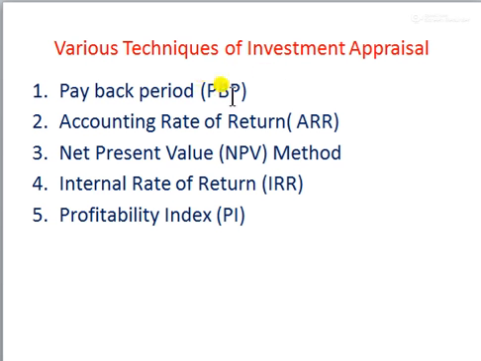Various techniques of investment appraisal. First one, payback period. Second one, accounting rate of return. Third one, net present value method. Fourth one, internal rate of return. Fifth one, profitability index.